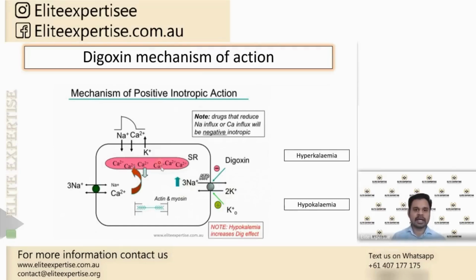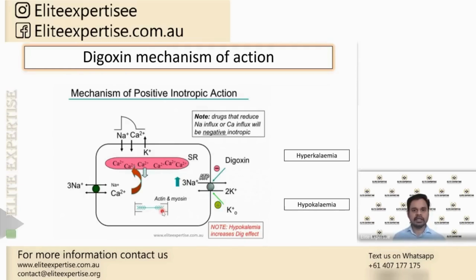And these sodium ions also stimulate the release of calcium ions, which are stored inside the sarcoplasmic reticulum. Once these calcium ions are released, they bind with the actin and myosin filaments and form the cross bridges between actin and myosin filaments. As a result, it causes the contraction of the cardiac myocyte.